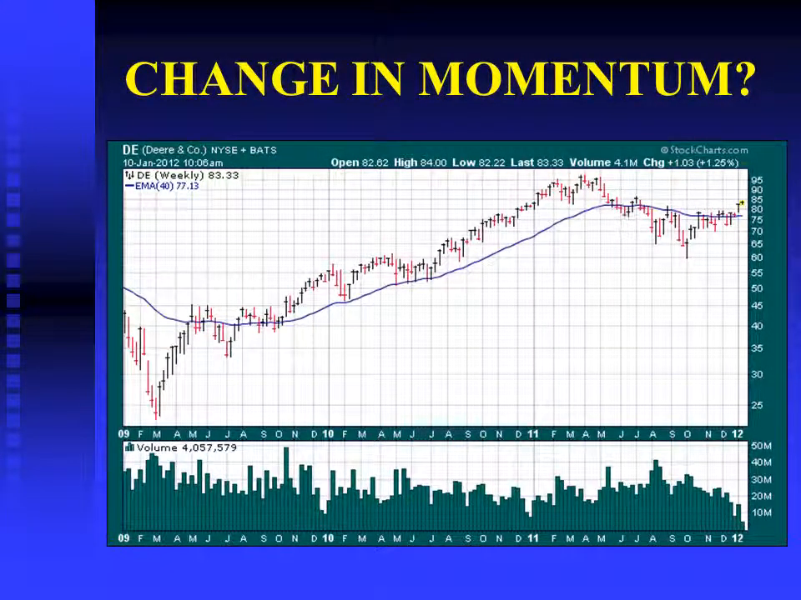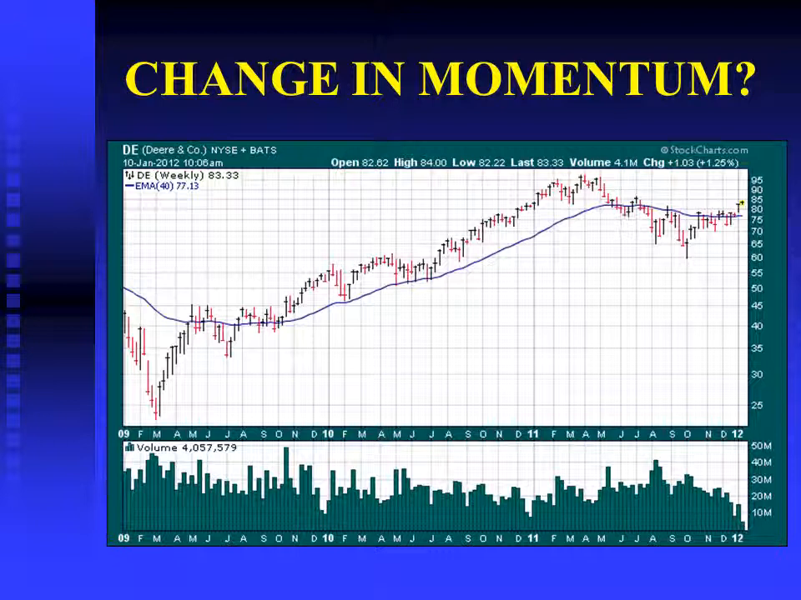This is another stock like Caterpillar, which is Deere. Again, it depends. Its price depends on the business cycle. But before we get into that, notice how the 40-week moving average started moving up. Of course, when the price touched the 40-week moving average, volume picked up. It picked up in here.